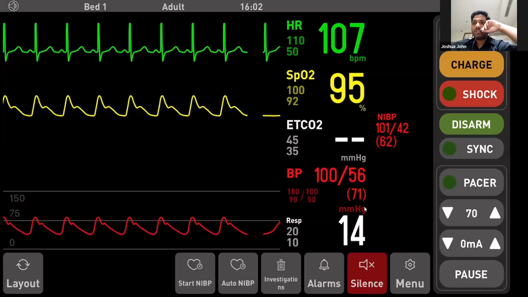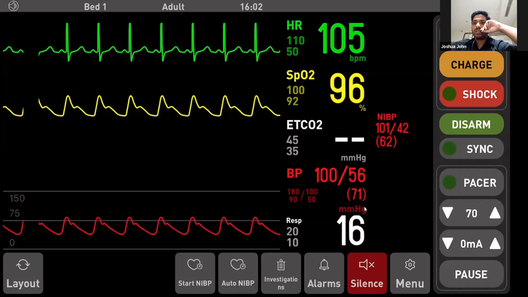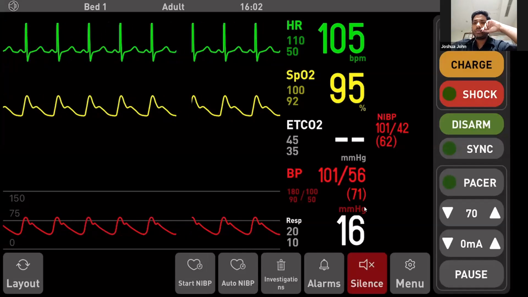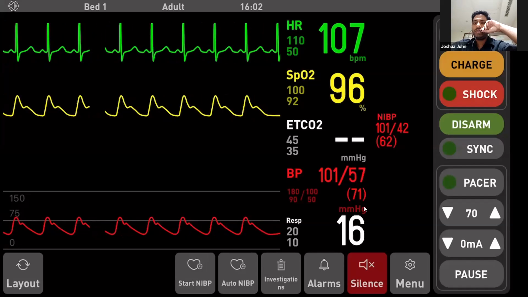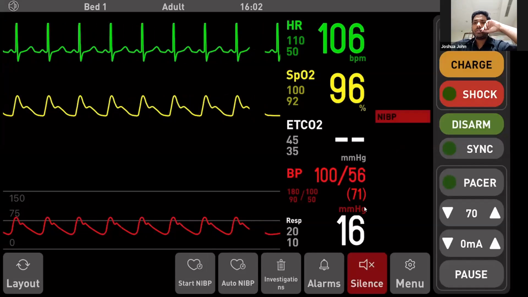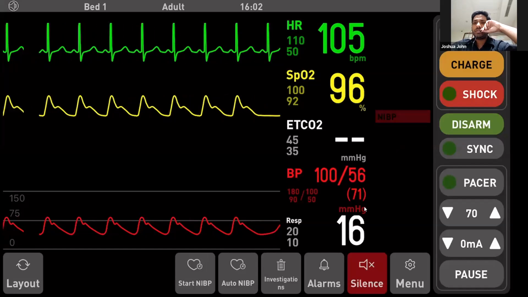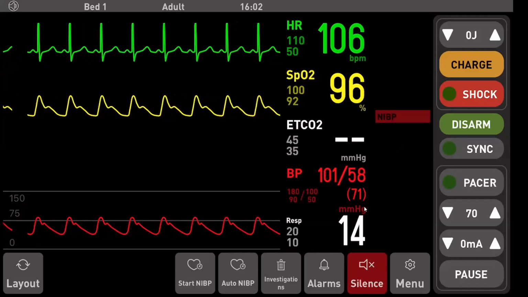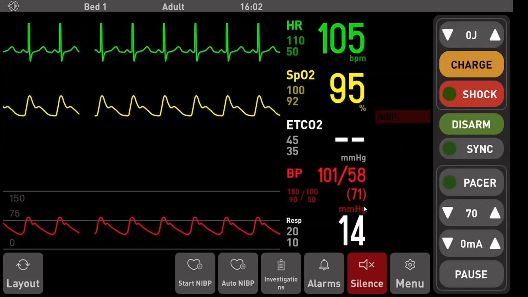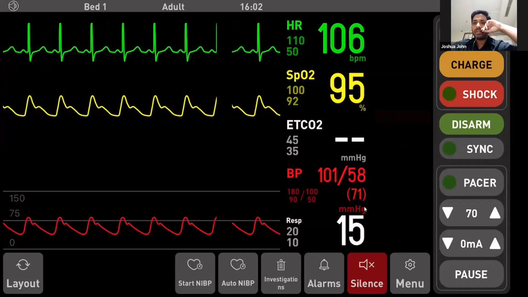The BP is slightly improving, and the mean BP is above 65. So I need not start the noradrenaline at present. I can manage with fluids, and I'm waiting for the PRBC. If I get it as soon as possible, I will transfuse it at that moment itself. His tachycardia is decreasing a bit, BP is improving. He is getting better and better.